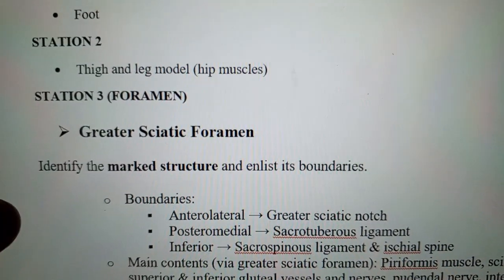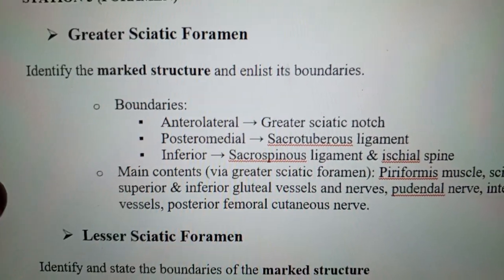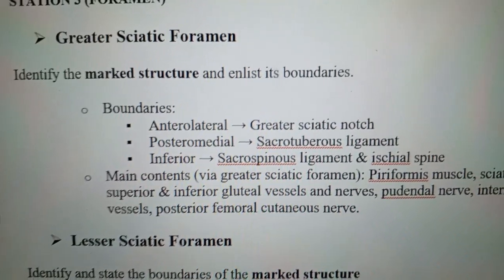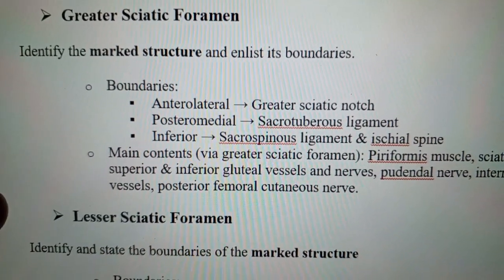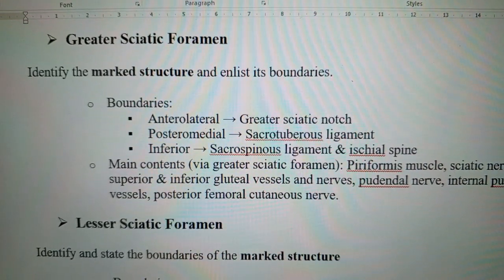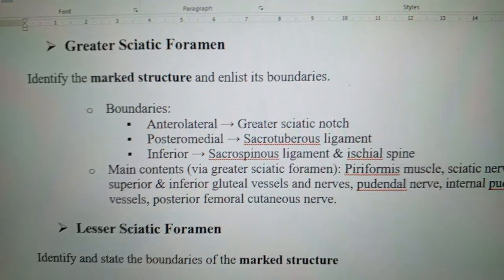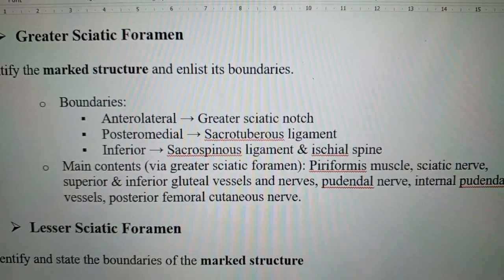For station 3, the greater sciatic foramen can be marked to you, and it is basically from the osteology point of view. Identify the marked structure and elicit boundaries. Boundaries are: anterolaterally the greater sciatic notch, posteromedially the sacrotuberous ligament, inferiorly the sacrospinous ligament and ischial spine.